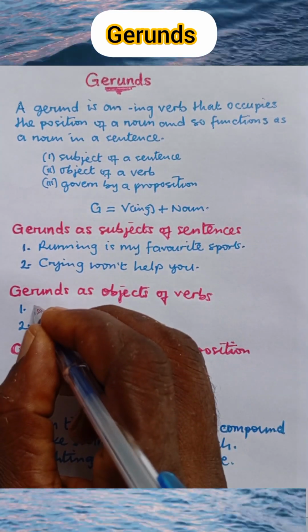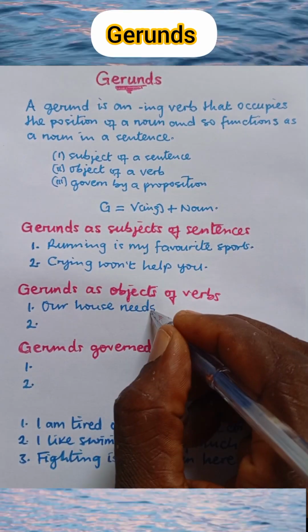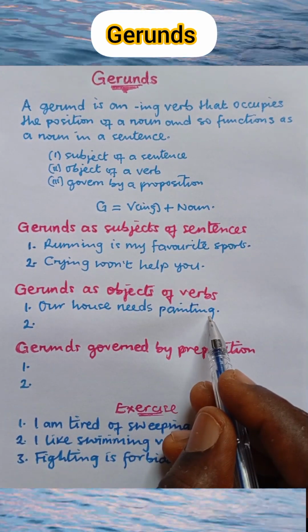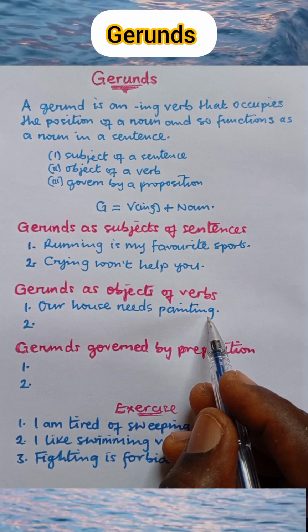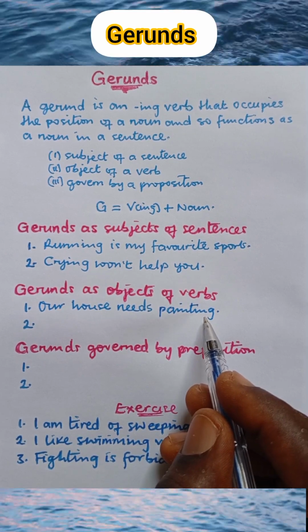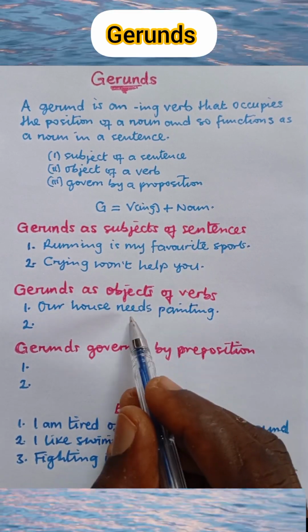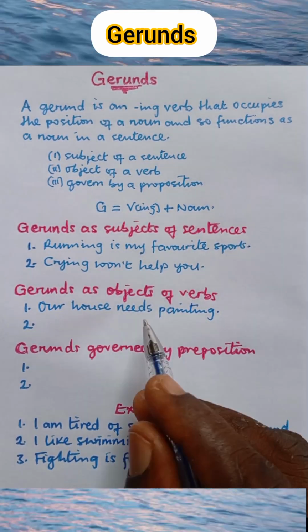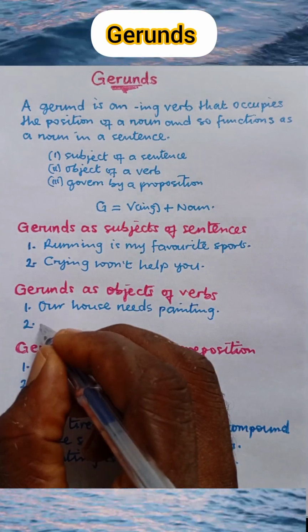Example 1. Our house needs painting. Here, painting is an ing verb. It expresses an action, yet it functions as the direct object of the verb needs. Painting here, therefore, is a gerund. Let's look at example 2.